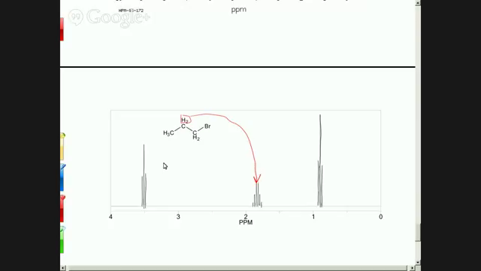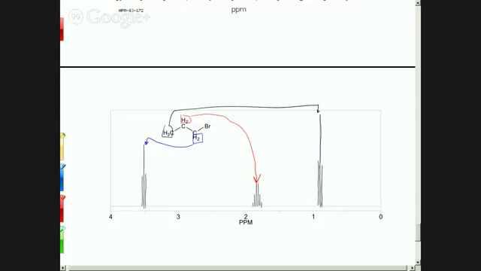Right, so the ones closer to the bromine are going to be pushed to the left, to the higher numbers, leaving the ones further from the bromine over on the right. So that tells us that this group is represented by this peak, and then this group is represented by that peak. All right, so that's how we can interpret these kinds of things.